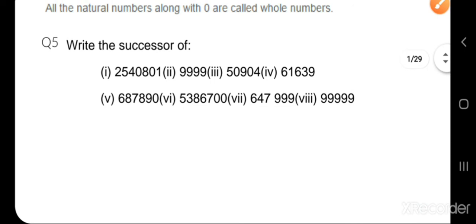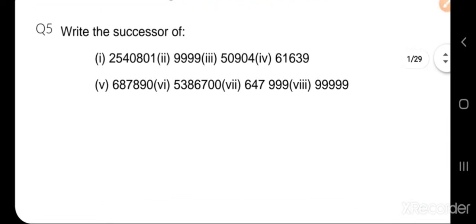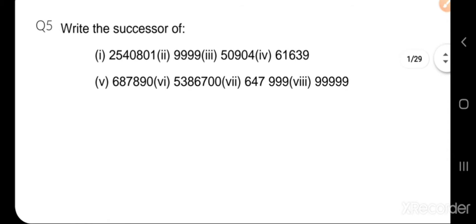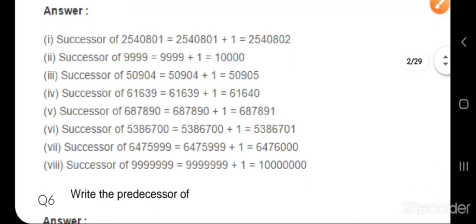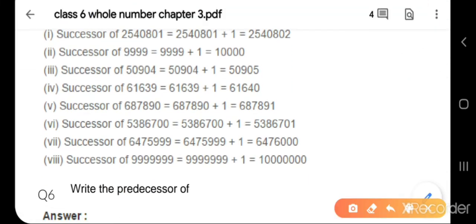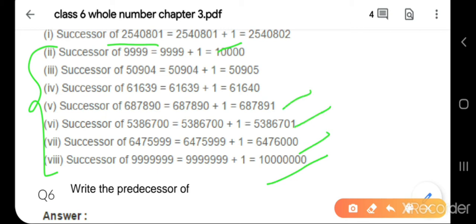Now in question number 5, you have to find the successor of the given numbers, okay? Let's do it. I have already told you that to find the successor of any number, you need to add 1 to the given number, okay? Yes, it has been done here. To find the successor of this number we need to add 1. In all the questions like this you only have to add 1, and you'll be able to get the successor of the given number. Fine, let's move to the next question.